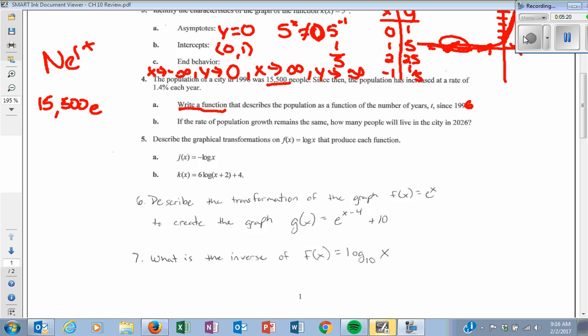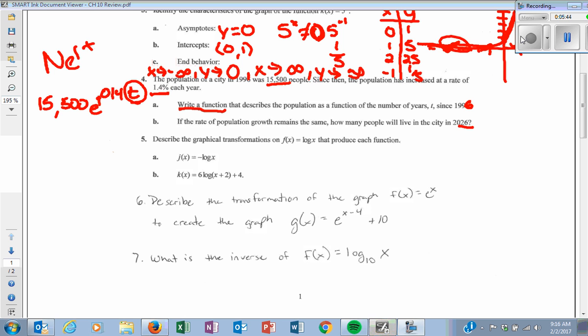And so it's going to be 15,500 times E to the rate, which is as a percent. So I need to change it to 0.014 as a decimal, and then times my time. That's my equation, because they need to give me my time in order to solve how many people there are going to be. So the next question says, well, how many people are there going to be in 2026?